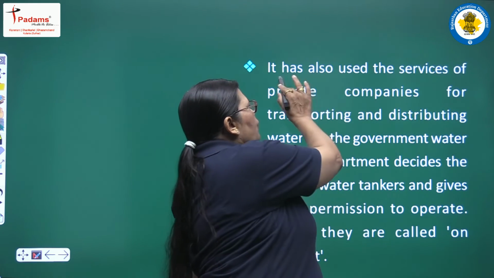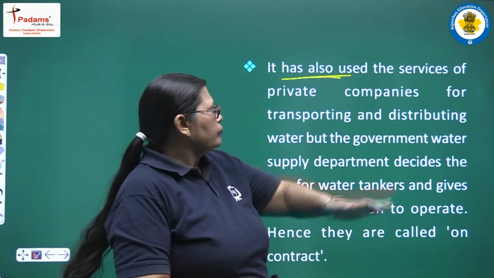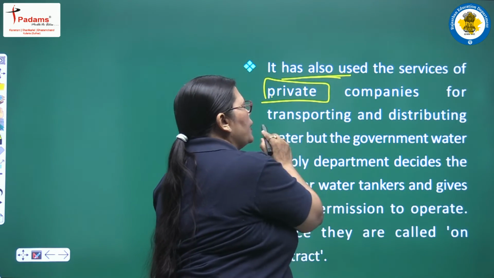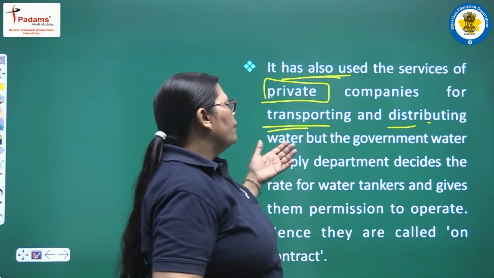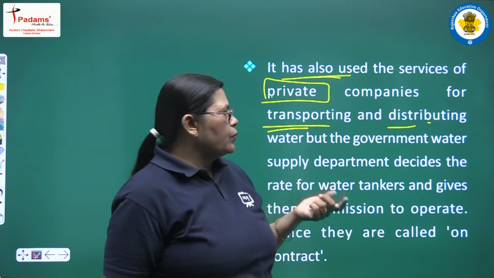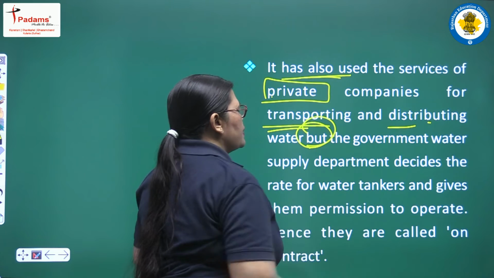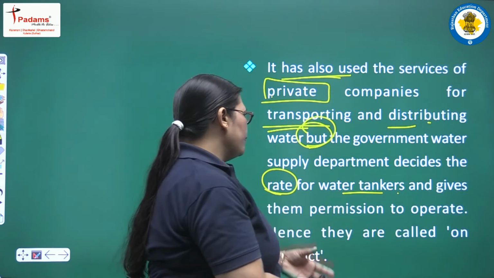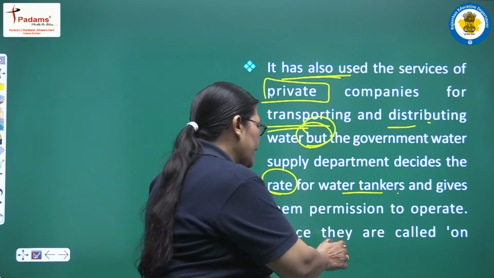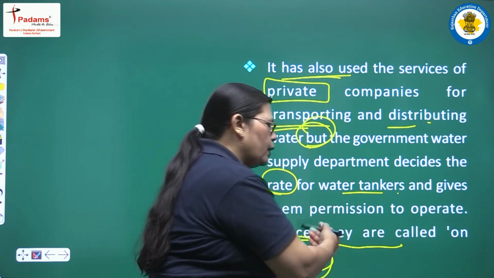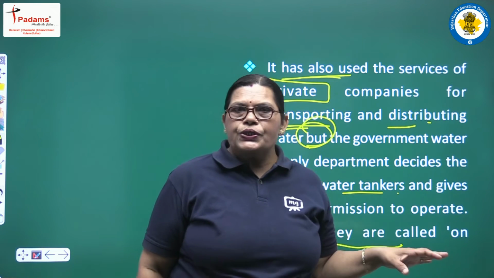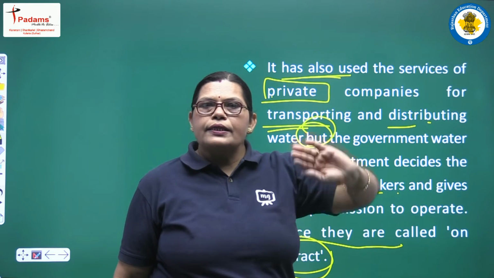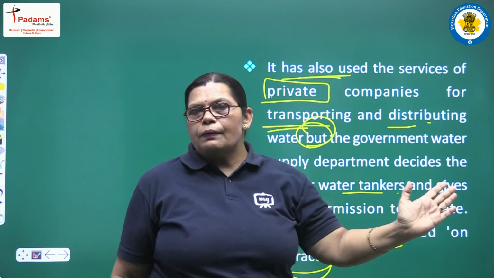One more point is here. Chennai has also used the services of private companies for transporting and distributing water. But the government water supply department decides the rate for water tankers and gives them permission to operate. Hence, they are called on contractual basis. This is the real situation in Chennai, that with the help of harvesting rainwater, they increase the level of groundwater. Okay, this concept is clear in your mind.